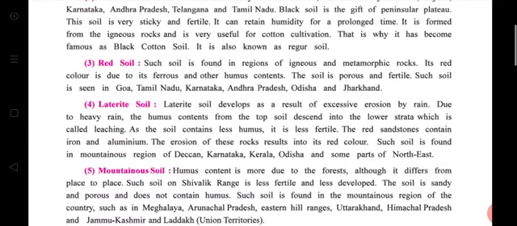So this type of soil is mostly found in igneous and metamorphic rock regions. Its color is red because of the ferrous and other humus contents, and it is very fertile. Also, such soil we can see in Goa, Tamil Nadu, Karnataka, Andhra Pradesh, Odisha, and Jharkhand. Clear?